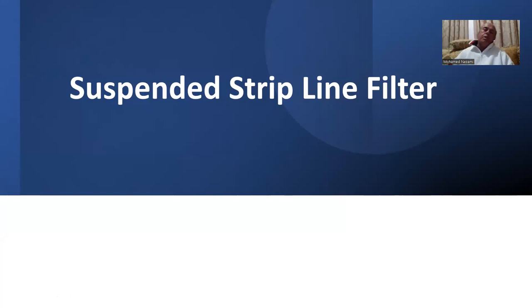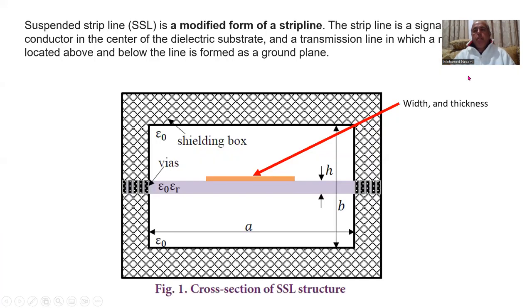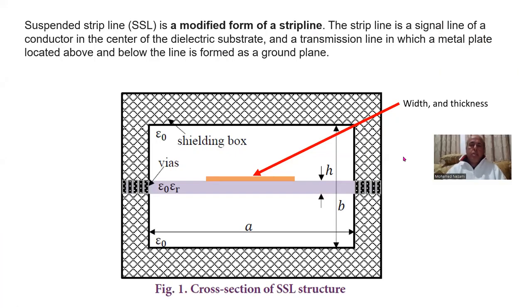What we have is that the ground plane is basically the housing or the channel that holds the suspended line. In my other videos, you can check the theory behind suspended lines, but I'm going to talk a little bit about suspended lines right now. This is a little definition of suspended strip lines right here. I'll give you a minute to read it.